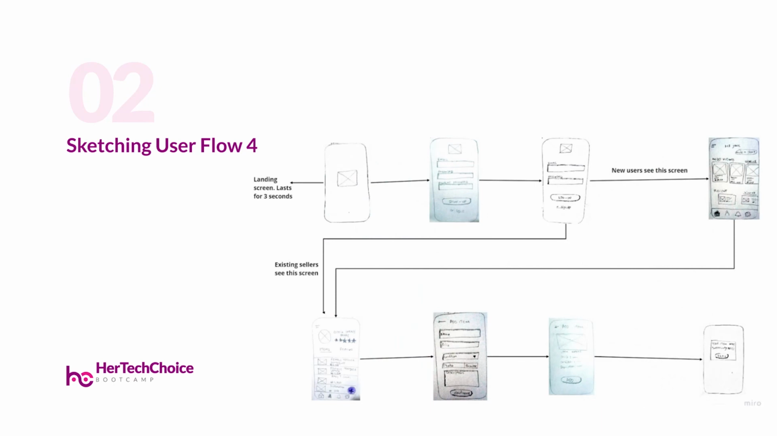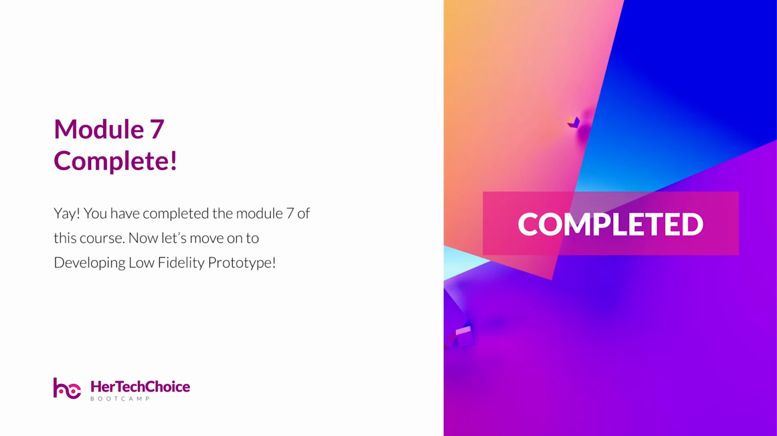Now we are connecting the user flow. You can see annotations where we say the landing screen lasts for 3 seconds, then new users see this screen, existing users see this screen, and the likes. So that brings us to the end of module 7 of this course. Now let's move on to developing low fidelity prototype.